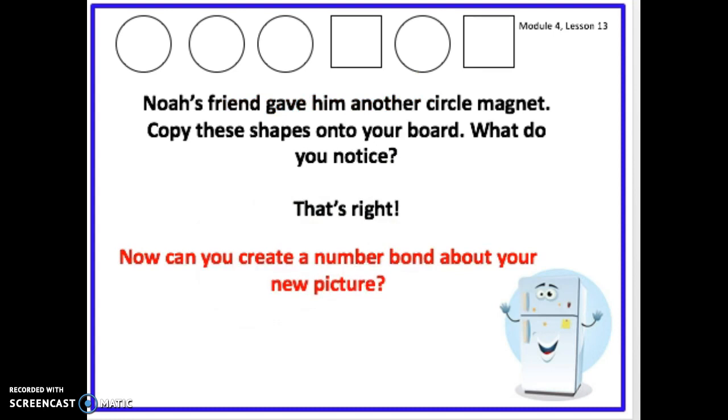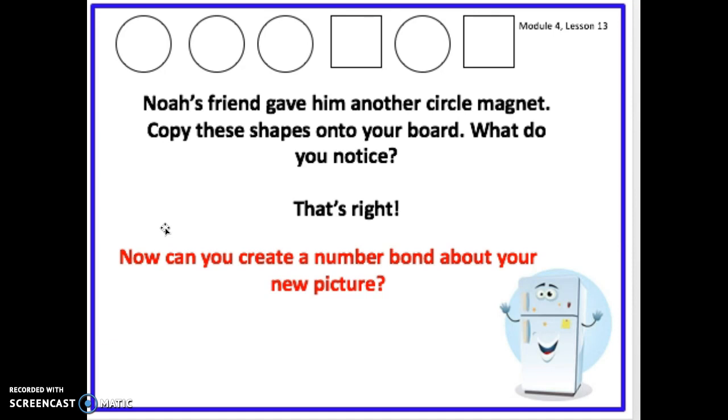Noah's friend gave him another circle magnet. Can you copy these shapes onto your board? Go ahead and pause the video so that you can copy these shapes up here onto your whiteboard. What do you notice? How many circles do we have? How many squares?